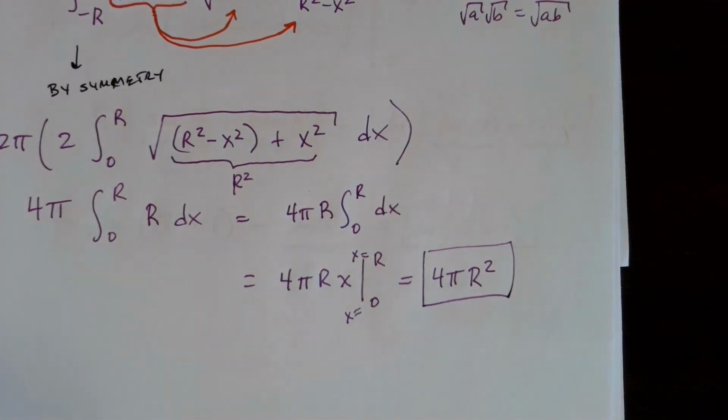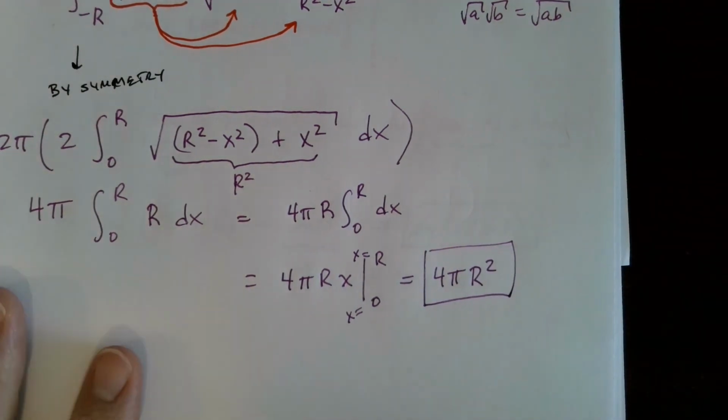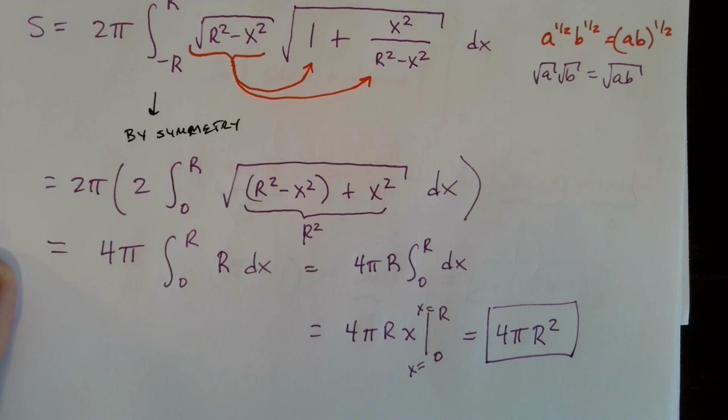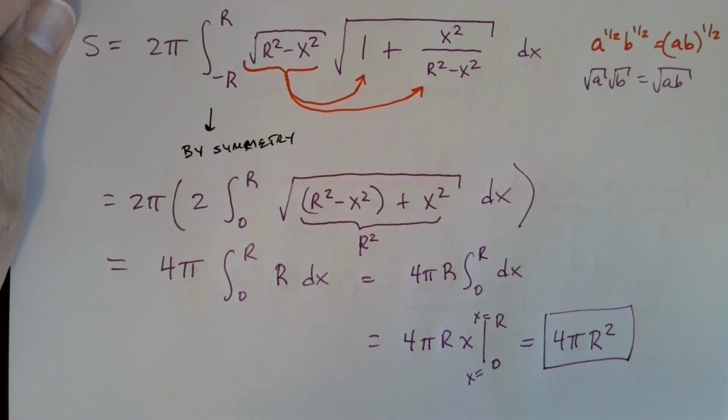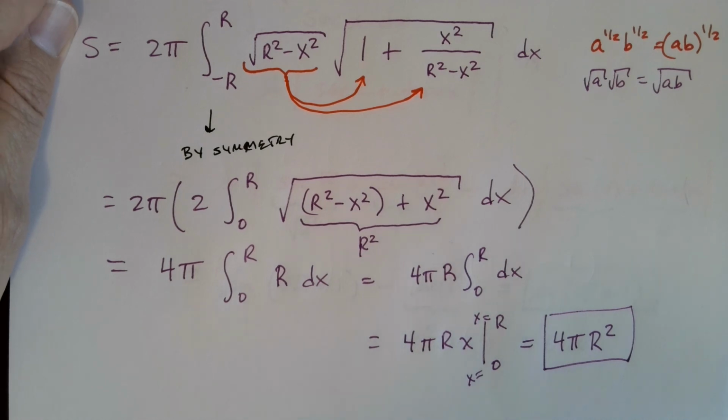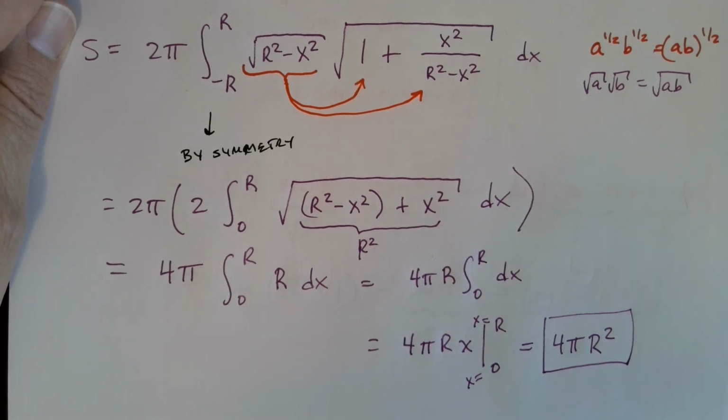There it is. That is the formula for the surface area of a sphere of radius r. It's 4 pi r squared. Pretty cool. Again, using this idea of surface area of a solid of revolution, we are able to derive the surface area of a sphere of radius r.